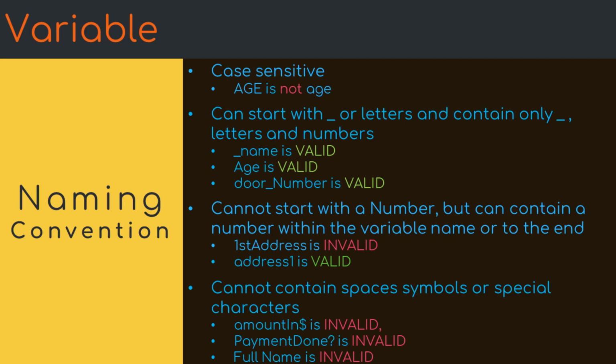JavaScript variables are case sensitive, which means capital H is not small h. Variable names can start only with underscore or letters and can contain only underscore, letters and numbers. The variable names cannot start with a number, but the variable name can contain a number anywhere in between or at the end. For example, 1address is invalid because it starts with the number 1. However, address1 is valid because it starts with a letter and ends with a number. Variable names also cannot contain spaces, symbols or special characters.